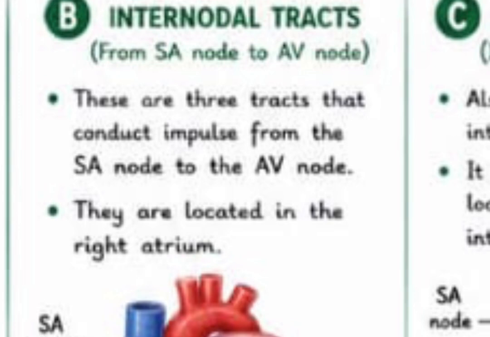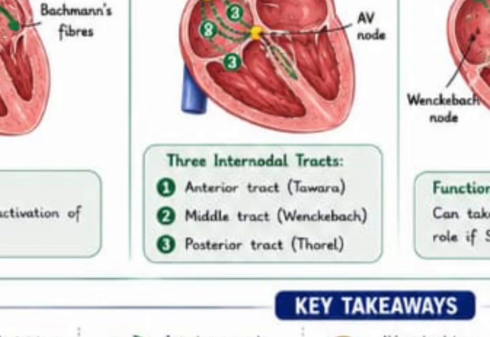The thing that carries the impulse from the SA node to the AV node is the internodal tract. In between the nodes, there are three tracts that conduct impulses from the SA node to the AV node. Are you getting now? They are located in the right atrium, and the three tracts are the anterior tract, middle tract, and posterior tract.